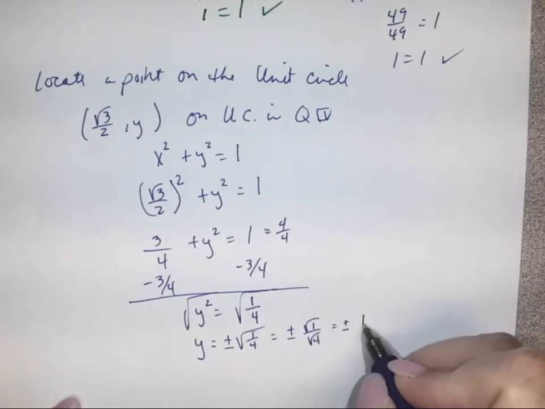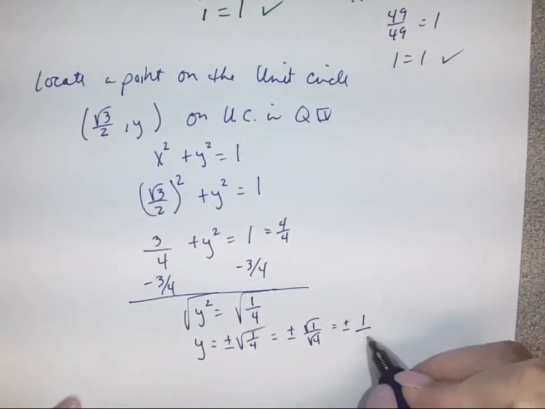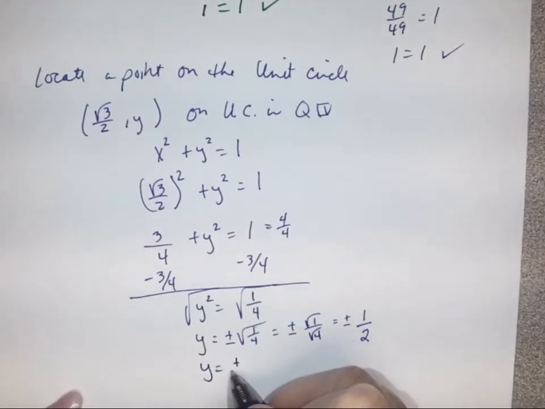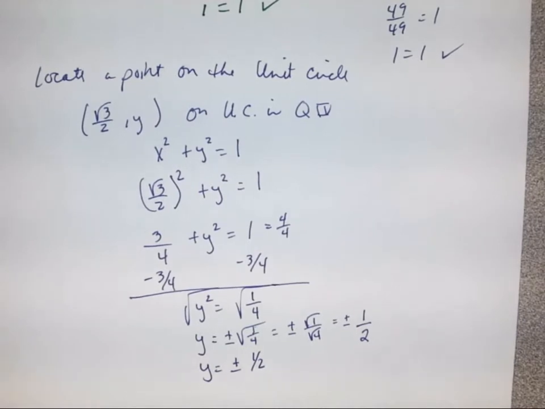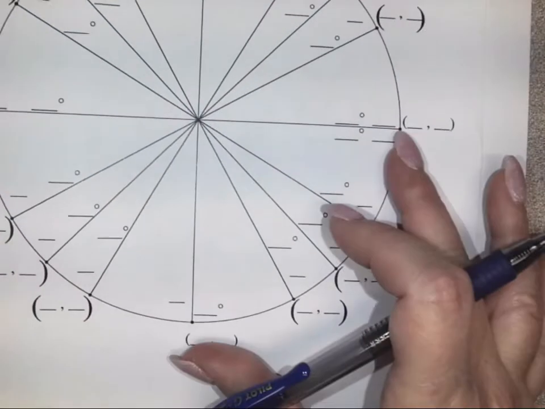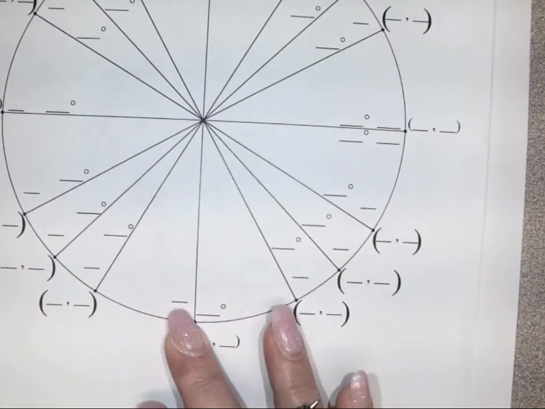Square root of 1 would be 1. Square root of 4 would be 2. So we now have y is equal to plus or minus 1 over 2. So which is it? Is it positive 1/2 or negative 1/2? And that's why we need to know the quadrant. In quadrant 4, we know that y is negative.